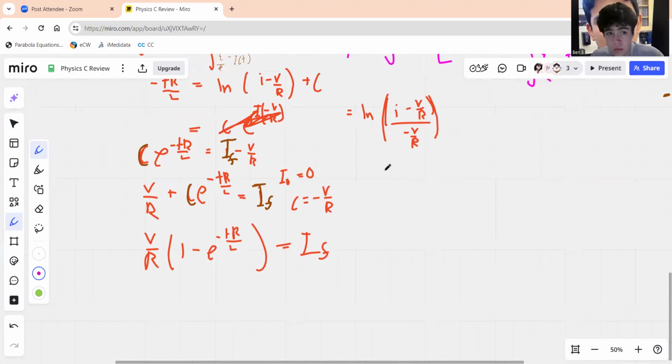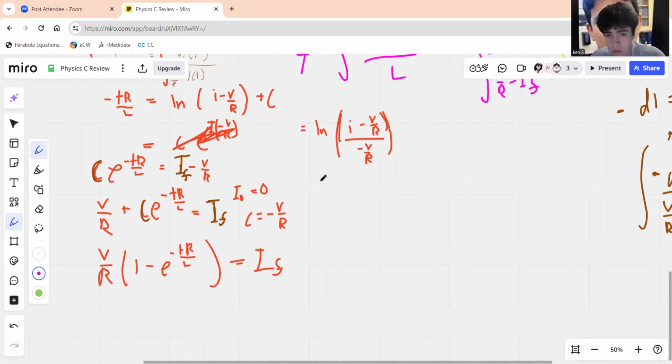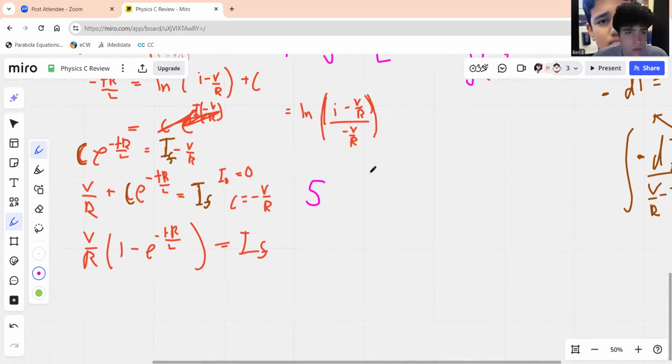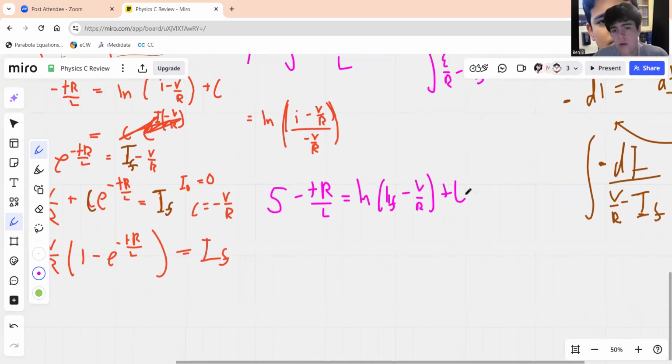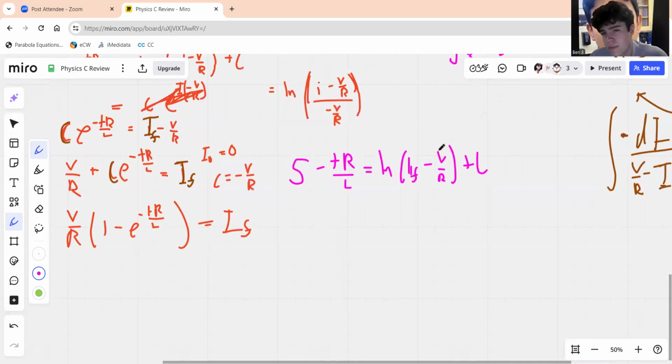is to take the integral. So then we get negative t R over L equals ln of I final minus V over R plus C. And then you just simplify that to get the final equation. You just solve for I in this equation to get I of final.